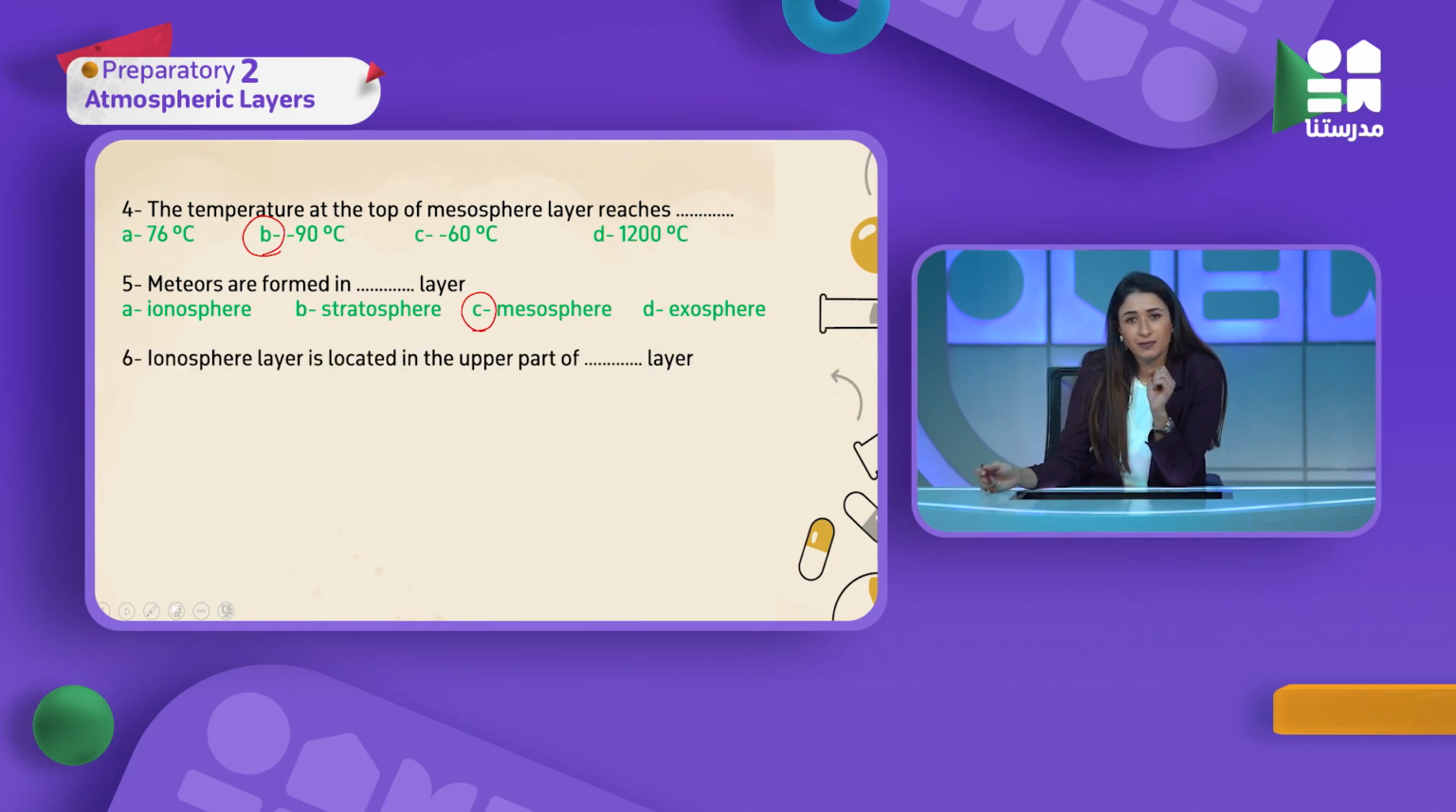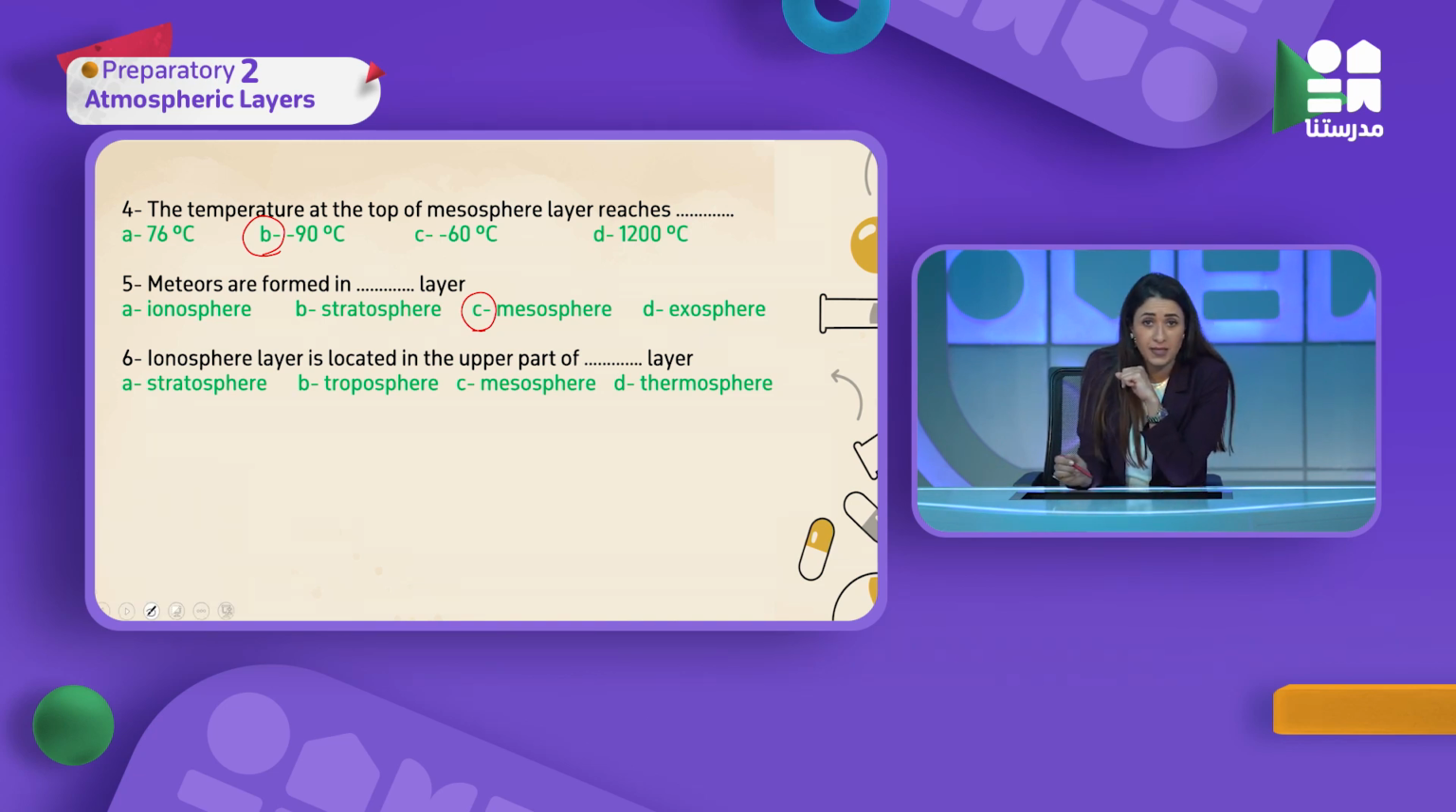بيقول لي ionosphere. أول ما يجي في بالي ionosphere افتكر إن دي موجودة في الثرموسفير ودي last layer and it's surrounded by the Van Allen belt. بيقول لي ionosphere layer is located at the upper part of which layer? Let's see our choices. Stratosphere, troposphere, mesosphere, thermosphere. I think our answer will be thermosphere, which is the hottest layer. It's the last layer. درجة الحرارة في اللاير دي بيوصل 1200 درجة مئوية. طيب let's continue.